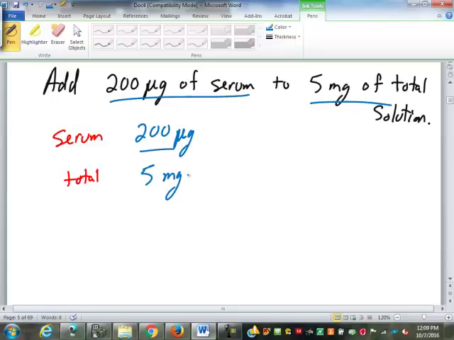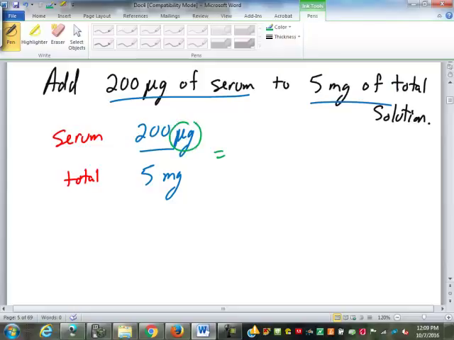The problem is, remember several weeks ago when we talked about ratios, what did we say had to be true about our ratios? Both numbers had to have the same name, same units. These do not.